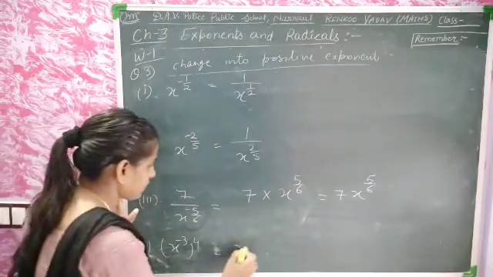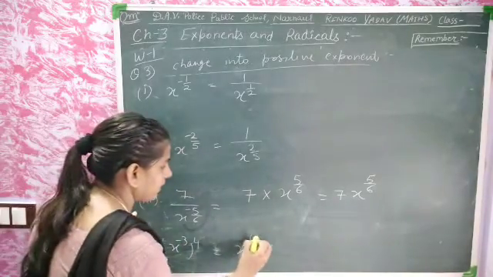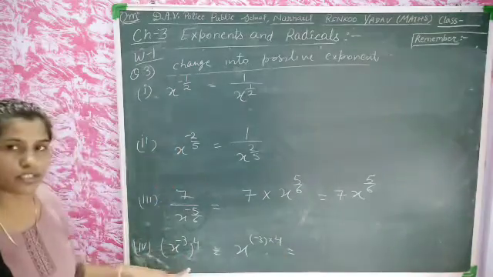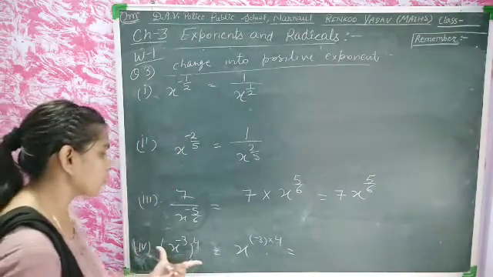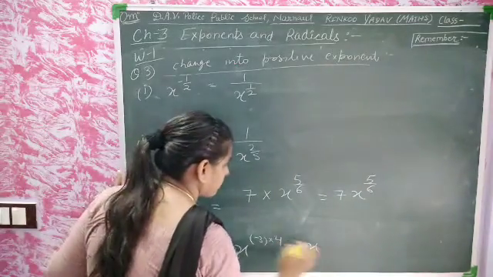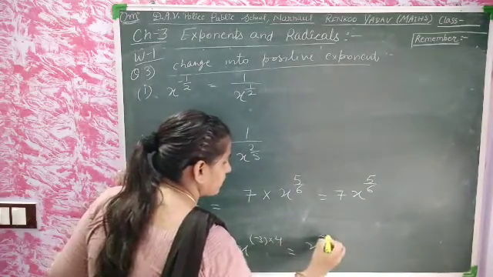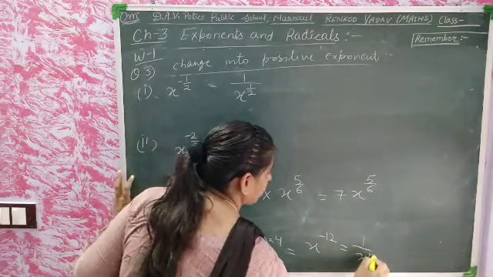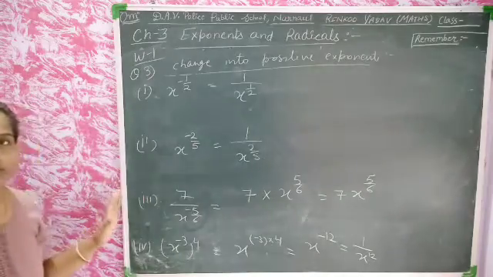And there is x to the power, the powers are multiplying here. Minus 3 into 4. We have already done the laws of exponents. So according to the laws of exponents, these powers are multiplied here. x to the power 4 minus 3 multiplying gives 12. And that's equal to 1 by x to the power 12. This is the positive exponent.